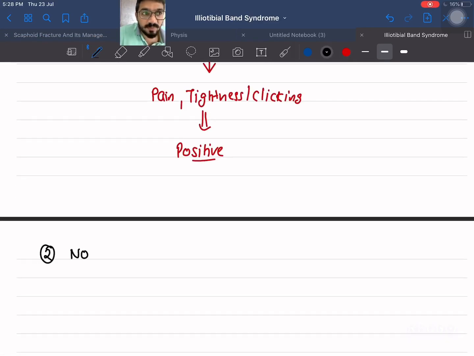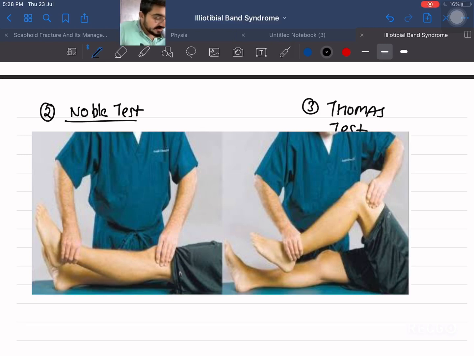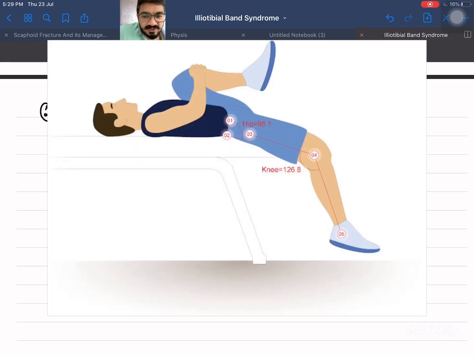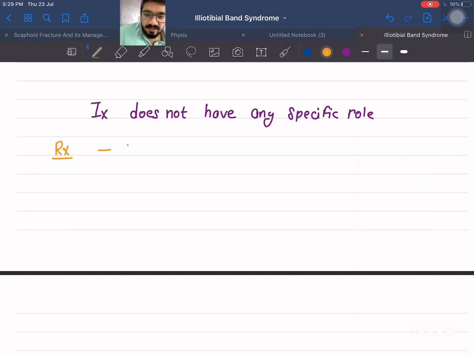Now regarding the Noble test, the knee is flexed to 90 degrees. We can see in the picture the knee is flexed up to 90 degrees and the lateral condyle of the distal femur is pressed. There occurs tenderness. In the Thomas test, you can see the picture, the person is not able to do the 90-degree flexion when the affected limb hangs out of the table. And investigation does not have any specific role over here.